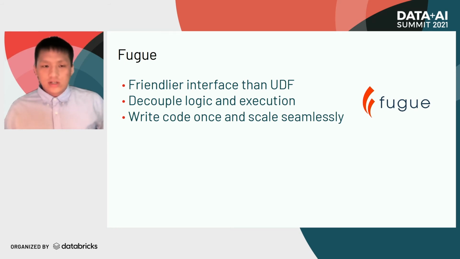So users should only have to define their logic once in Python or Pandas, and then during runtime, determine the execution engine that they want to run it on, whether it's Pandas, Spark, or Dask. The goal is to allow users to write code once in a scale-agnostic way and allow them to scale seamlessly when needed, when there's more data, or when they need to take advantage of distributed compute.